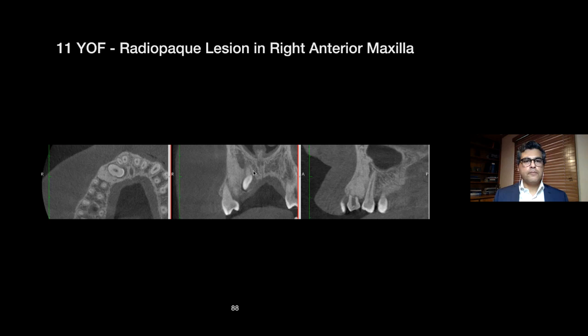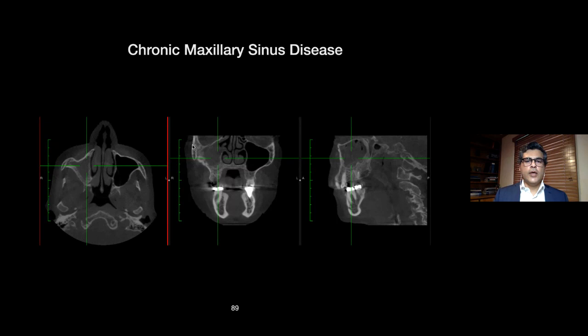Chronic maxillary sinus disease. As you can see, when we scan the maxillofacial region from the base of skull all the way to the inferior border of the mandible, invariably we image the nasal cavity and the maxillary sinuses. And maxillary sinus disease is fairly common. The left side is normal. But if we look on the right side, we can see that there is complete opacification. The sinus is filled with thickened mucosa and whatnot.